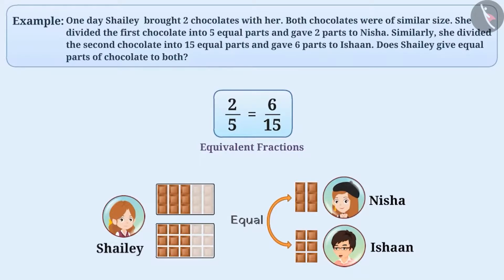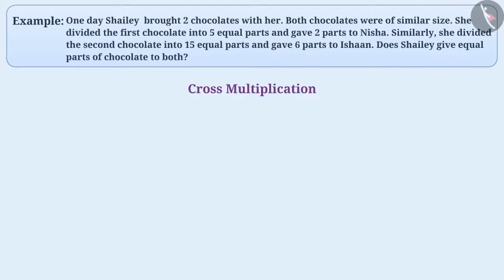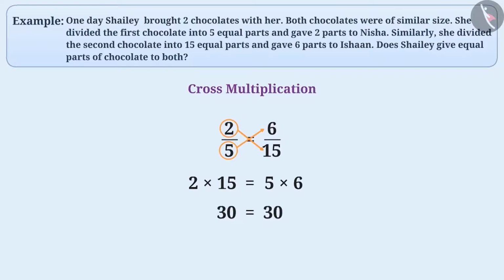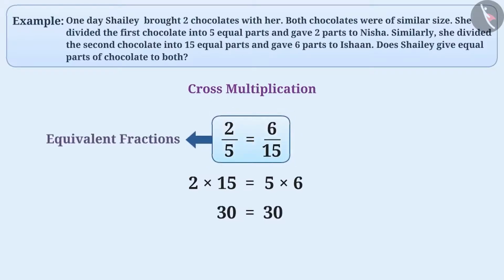There is another interesting way to do this. This method is called the cross-multiplication method. In this method, we write the fractions as 2 by 5 is equal to 6 by 15. Then, we multiply the numerator of the first fraction with the denominator of the second fraction, and we multiply the numerator of the second fraction with the denominator of the first fraction. If we get the same product on both sides, then we can say that both of these fractions are equivalent fractions. Here, the product of 2 into 15 is 30, and the product of 6 into 5 is 30. Since the product on both sides is equal, we can say that 2 by 5 is equal to 6 by 15.